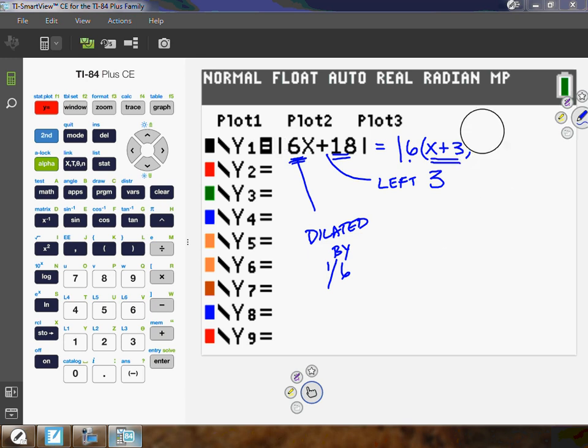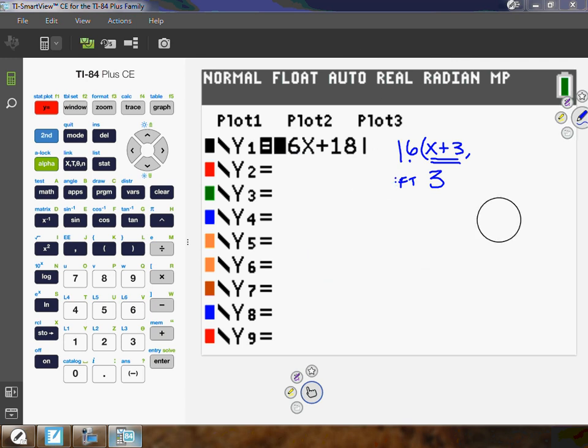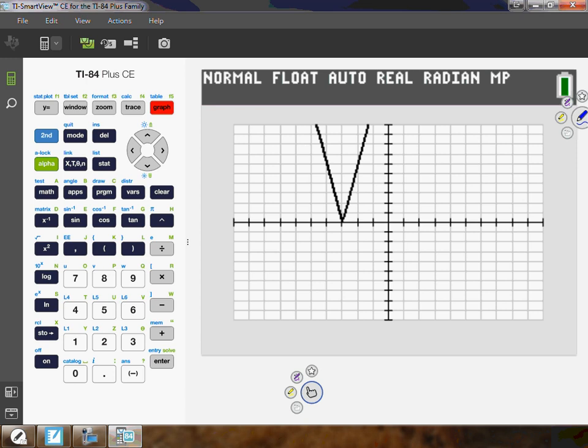I'm going to erase all this and hope that that's what we see when we go to hit graph. It's a horizontal compression of 1/6, because this thing's getting skinnier than the normal V, and it looks like it shifted left 3 as we thought.